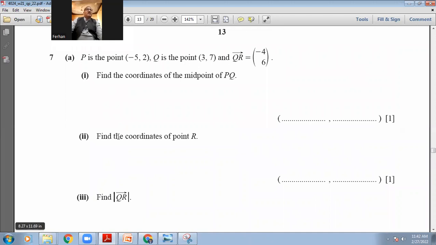Okay. So next question. It says find the coordinates of the point R. I will use the vector method because QR is given. I know the coordinates of QR. I know the coordinates of the point Q. So it means I know the position vector of Q. So I will use the position vectors formula for QR. When I write the position vectors, it will be OQ plus QR equals OR. So let me show you how this is done.